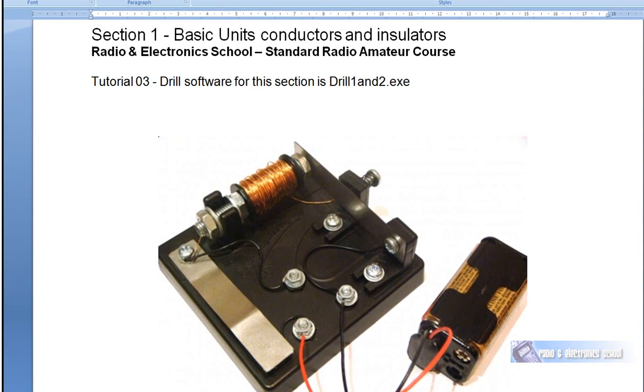Welcome to tutorial number 3. In this tutorial we're going to be discussing basic units of electricity and conductors and insulators.